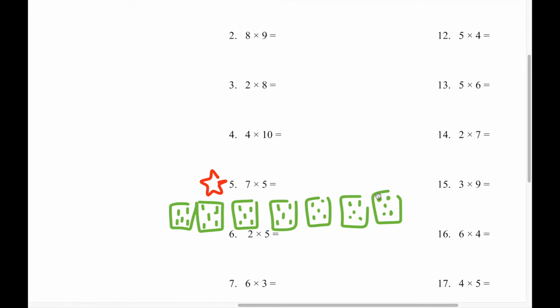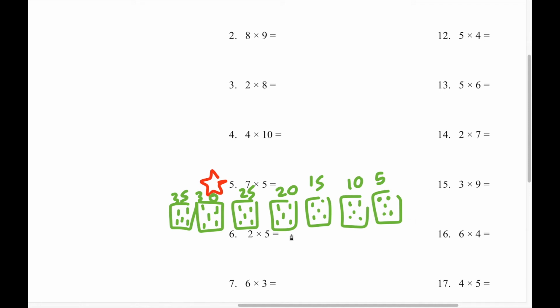So let's just count. That's 1, 2, 3, 4, 5, 6, 7, 8, 9, 10, 11, 12, 13, 14, 15, 16, 17, 18, 19, 20, 21, 22, 23, 24, 25, 26, 27, 28, 29, 30, and then 31, 32, 33, 34, 35.